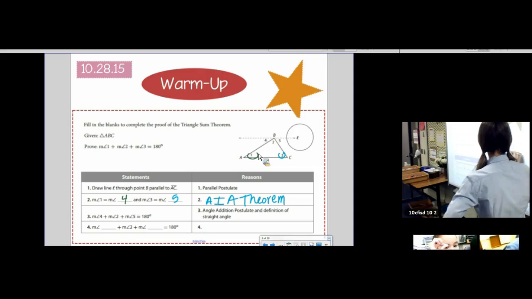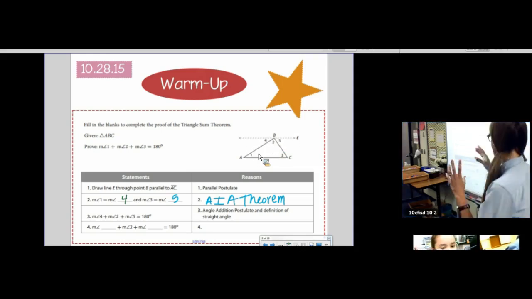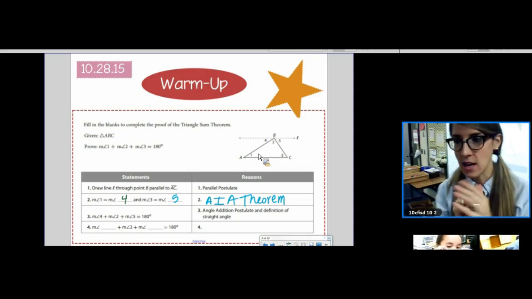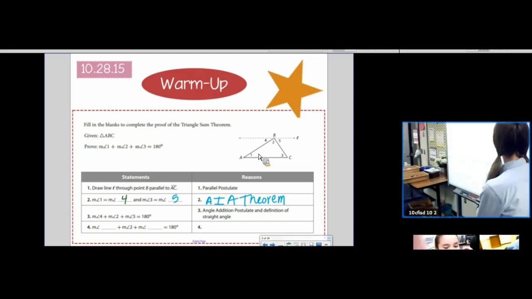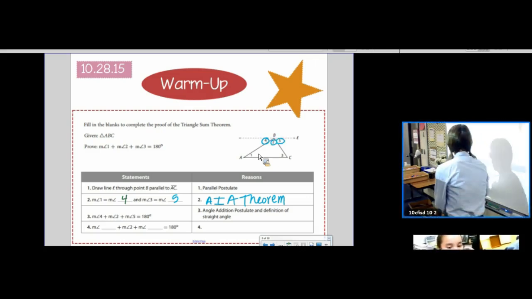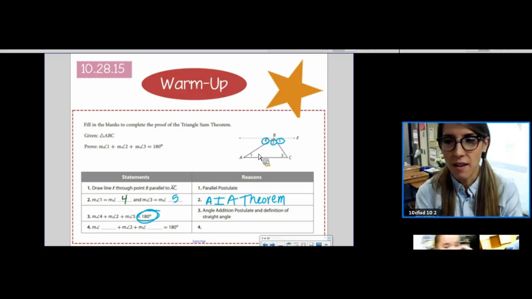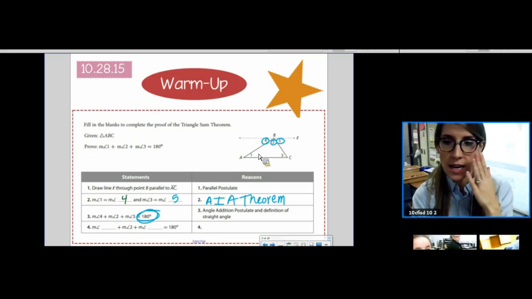Now, we can do angle addition and the definition of a straight angle, that all the angles add up to 180. So we're going to add angle 4 plus angle 2 plus angle 5, and we're going to say that it equals 180. Well, that's pretty straightforward. No one has a problem with that, right? Those three angles add up to 180. Angle addition and definition of straight angle.